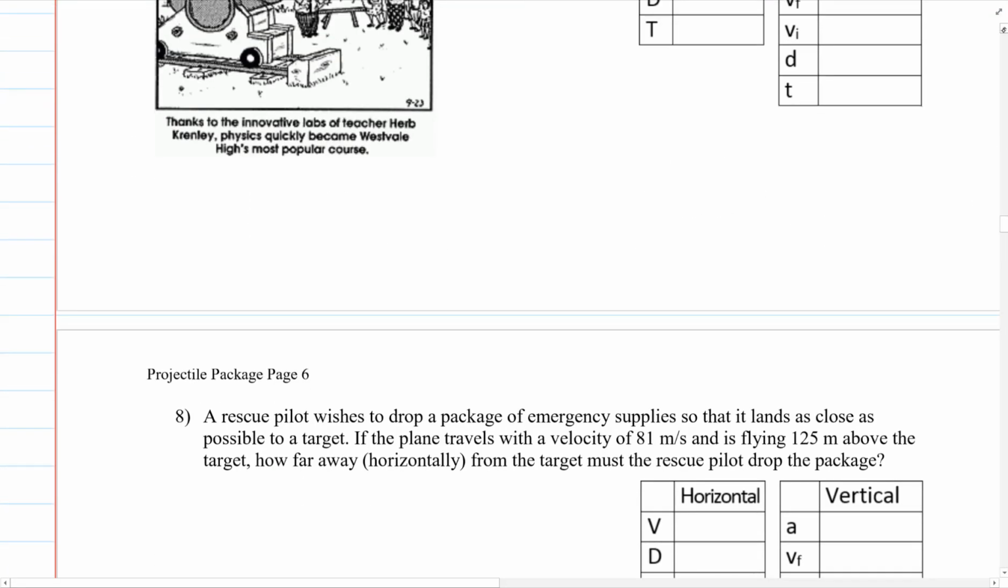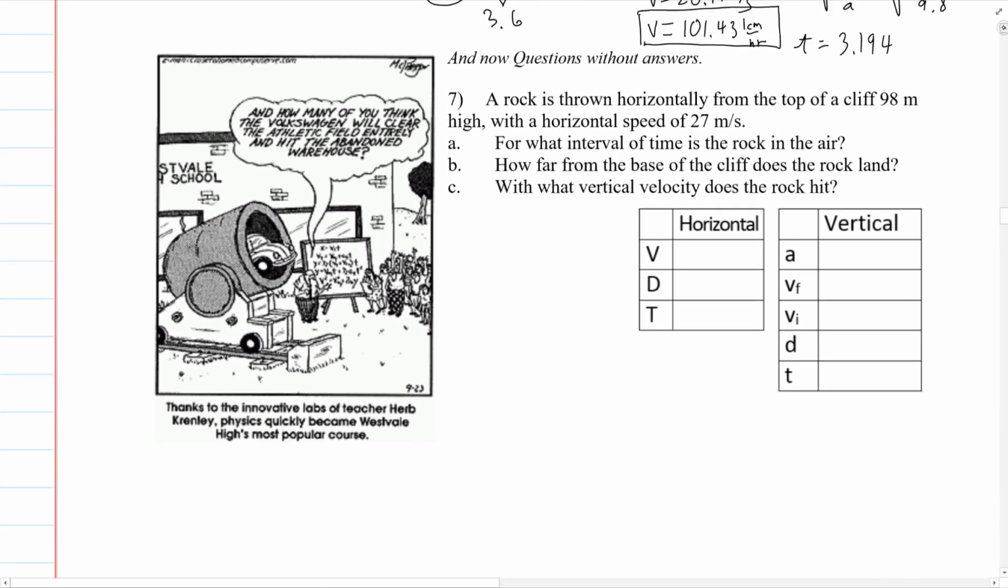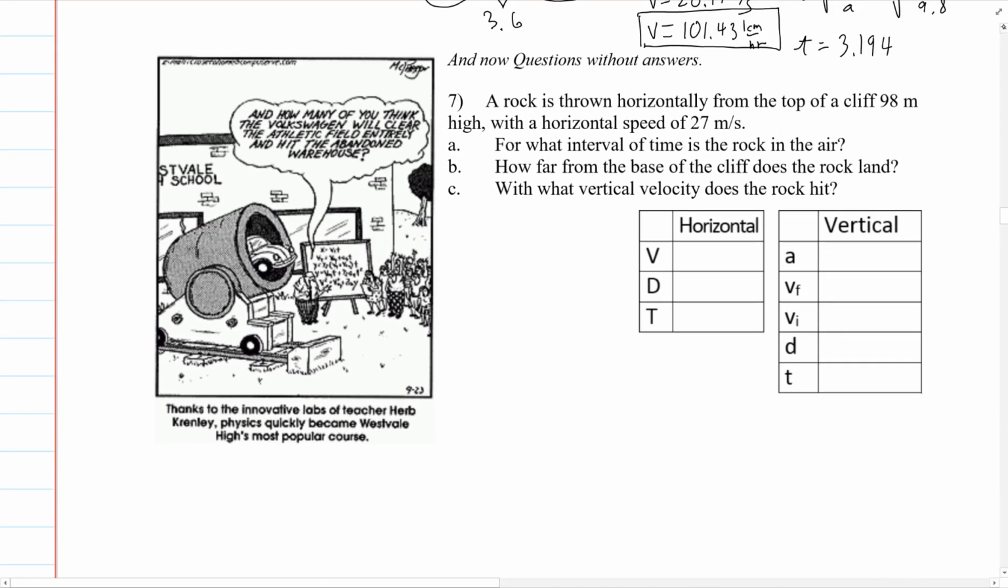So let's just work on question number 7 now. A rock is thrown horizontally from the top of a cliff 98 meters high with a horizontal speed of 27. For what interval of time is the rock in the air? So it's a cliff, it's 98 meters high, and it's thrown at a speed of 27. So the horizontal speed is 27. The vertical speed is 0.